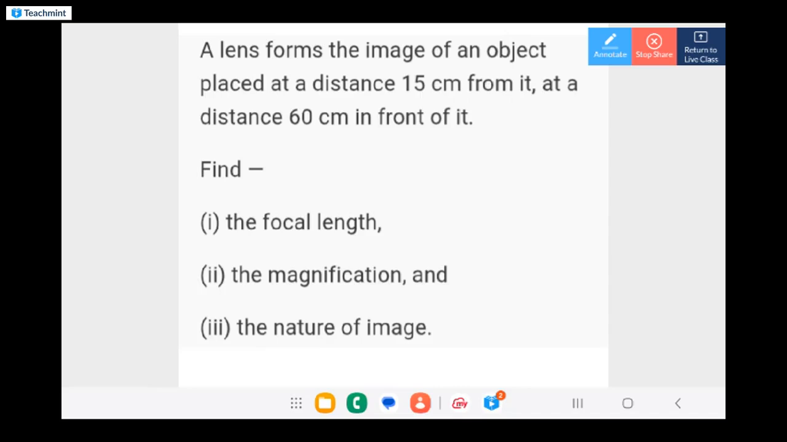Ma'am, is the magnification plus 4? Magnification positive 4. Yes, that is right. Okay, so tell me what is the nature of the image? Positive 4, virtual erect. It's virtual, correct. So it will be virtual, erect and also magnified. Correct.